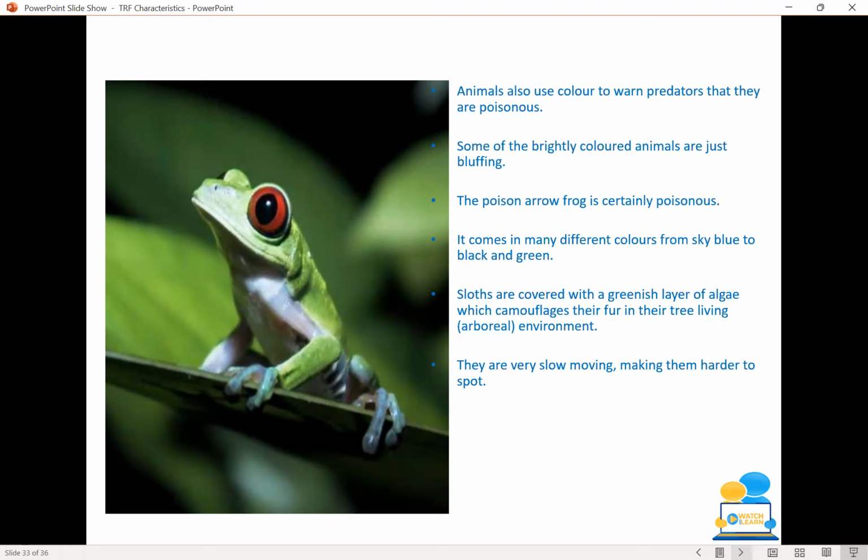Sloths are covered with a greenish layer of algae. This is why the sloth moves so slowly, in order that it gets covered in this layer of algae. And this camouflages their fur even in their tree living environment, their arboreal environment. And this basically stops them being hunted because they're not easily spotted. And they're very slow moving, which also makes them harder to spot. So there's a benefit to being lazy and slow, as the sloth is showing there in the rainforest.